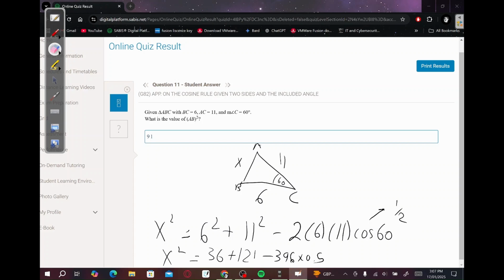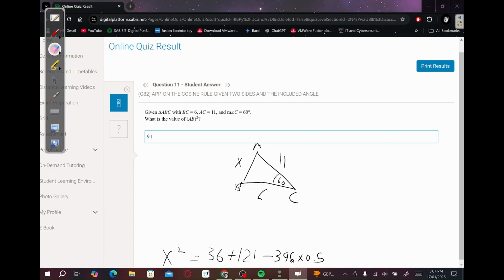Okay, you do all of this on a calculator, which will give you x squared, which is what we want, by the way, because AB is x. So this is going to be 36 plus 121 minus 396 times 0.5. It's going to give you, 1 second, 36 plus 121. I did not do it properly.